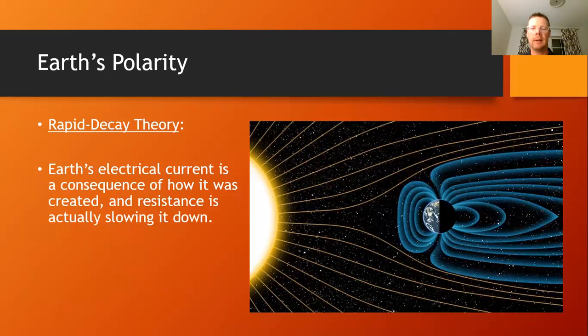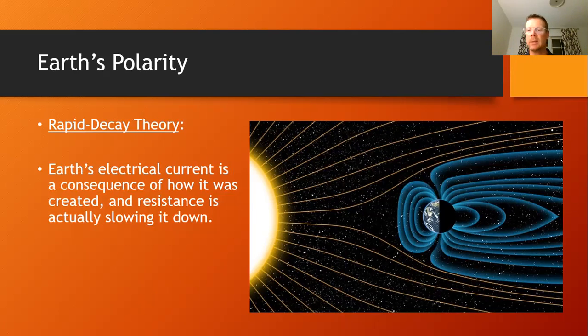The alternative to that is called the rapid decay theory. That theory simply states that the Earth's electrical current is a consequence of how it was created, and due to resistance, it's actually slowing down. What's curious is we know that it's changing the magnetic field. And so this theory has some validities to it.